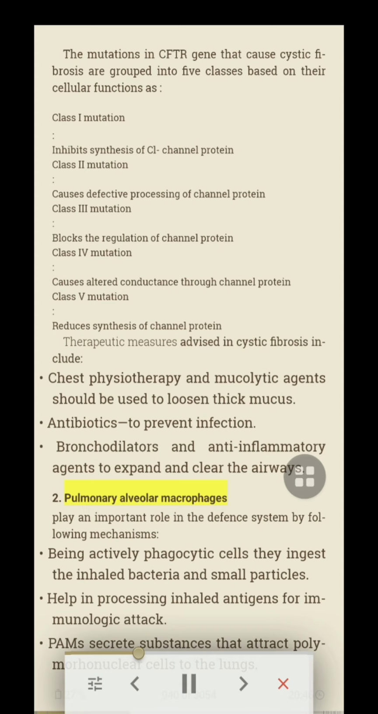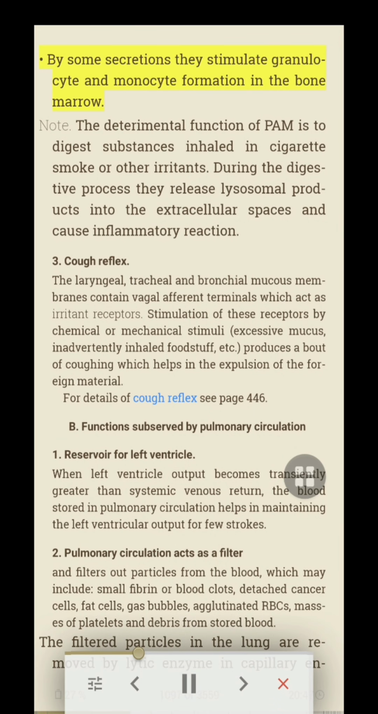2. Pulmonary alveolar macrophages play an important role in the defense system by the following mechanisms. Being actively phagocytic cells, they ingest the inhaled bacteria and small particles. They help in processing inhaled antigens for immunologic attack. PAMs secrete substances that attract polymorphonuclear cells to the lungs. By some secretions, they stimulate granulocyte and monocyte formation in the bone marrow. Note: the detrimental function of PAM is to digest substances inhaled in cigarette smoke or other irritants. During the digestive process, they release lysosomal products into the extracellular spaces and cause inflammatory reaction.